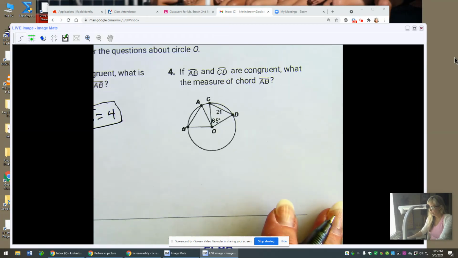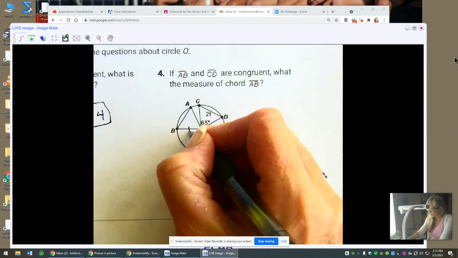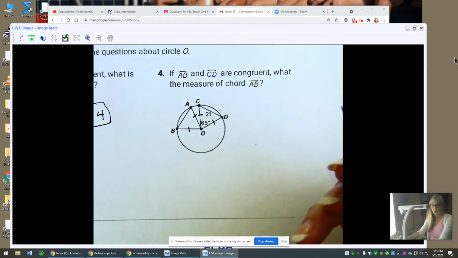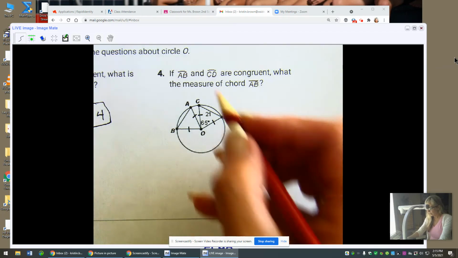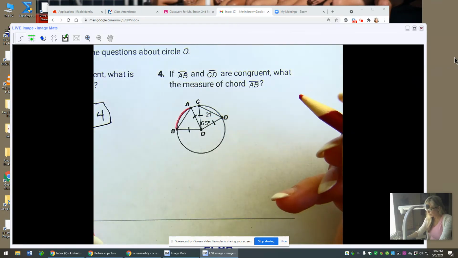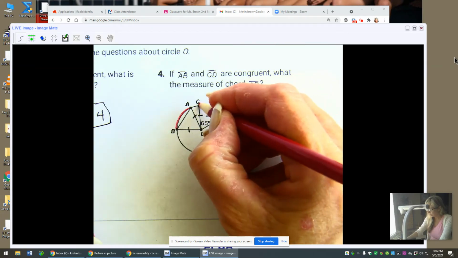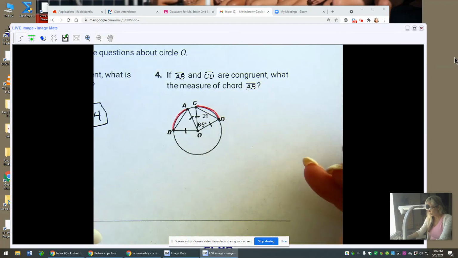All right. Number 4, kind of similar. Let's just start. I haven't even read it, but I'm just going to mark some things. That radius is equal to that radius, which is equal to that radius, which is equal to that radius. And then they tell us arc AB is congruent to arc CD. I always say equal, and I should be saying congruent. Sorry. What is the measure of chord AB?